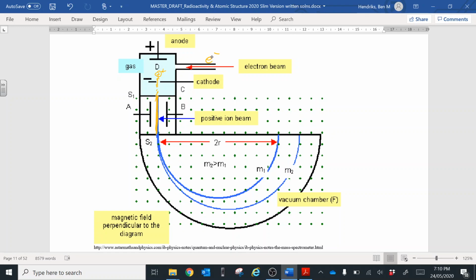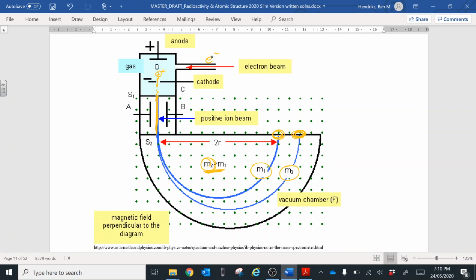And here we say that M2 is larger than M1. So the larger M2 is less affected by the magnetic field compared to M1, and so the distance it travels in the spectrometer is less. So we have this M1 falling on this plate, the barrier. It stops earlier than the more massive M2 particle.